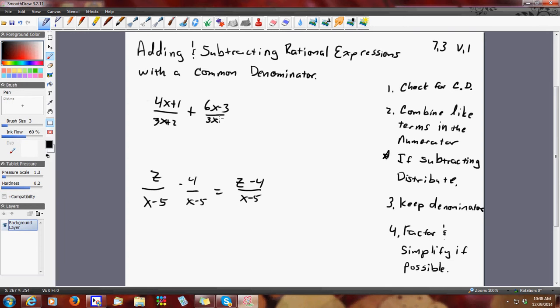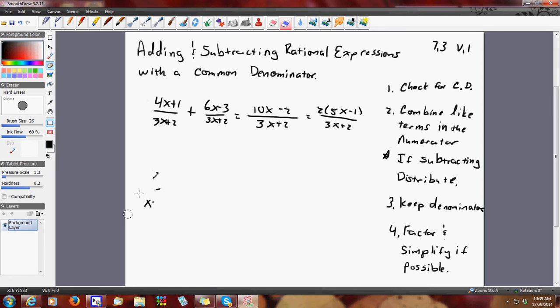over 3x plus 2. I can combine my like terms in the numerator, so it's going to be a 4x and a 6x. Oh, well, I checked 3x plus 2 and 3x plus 2. Good. So my denominator automatically is 3x plus 2. It's going to be 10x, and that's going to be minus 2. I can factor again, and I get 5x minus 1, but I still can't do anything in my denominator. So my denominator stays the same, and that's my final answer.